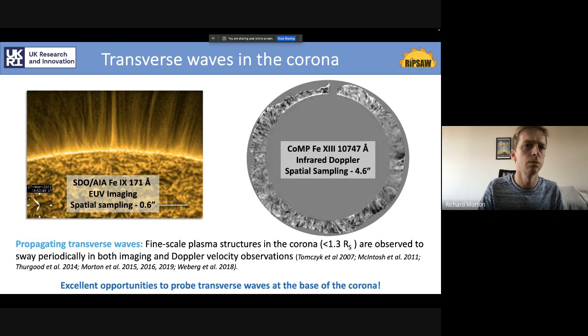You can compare it to the magnetic field direction that you infer from the Stokes Q and U. We were talking about this yesterday. And it matches very nicely. So this is from Steve's paper in 2009.